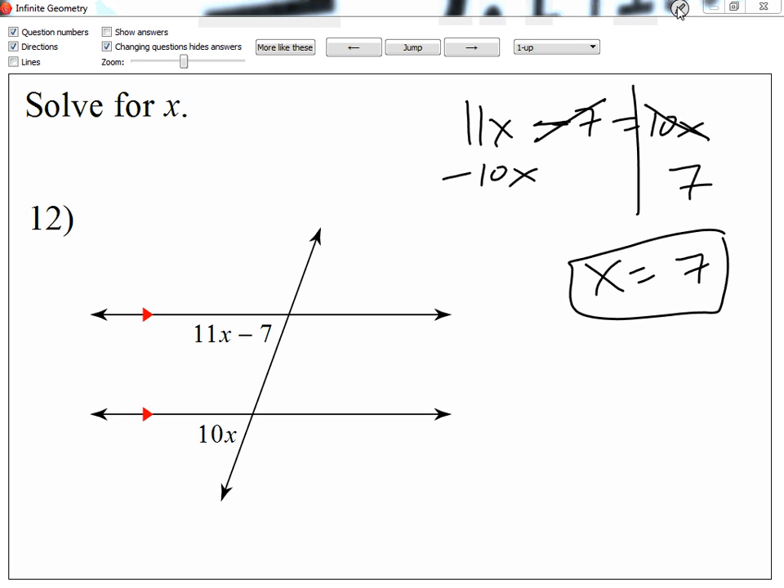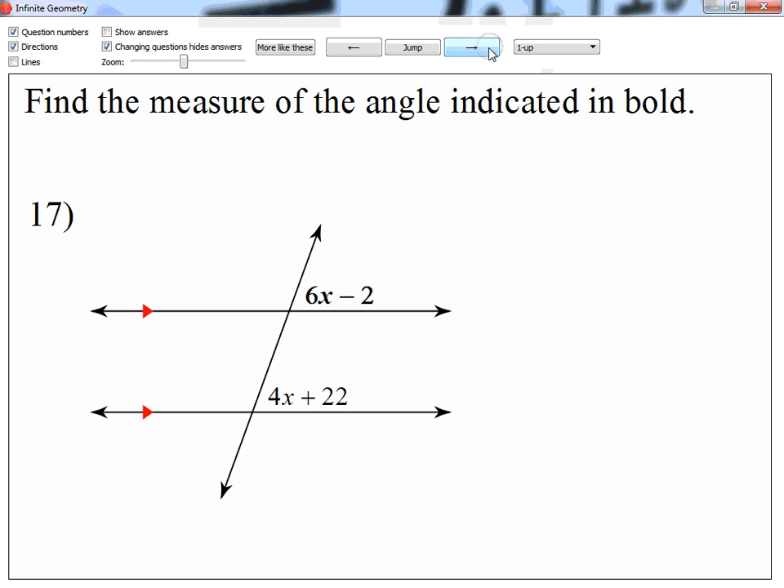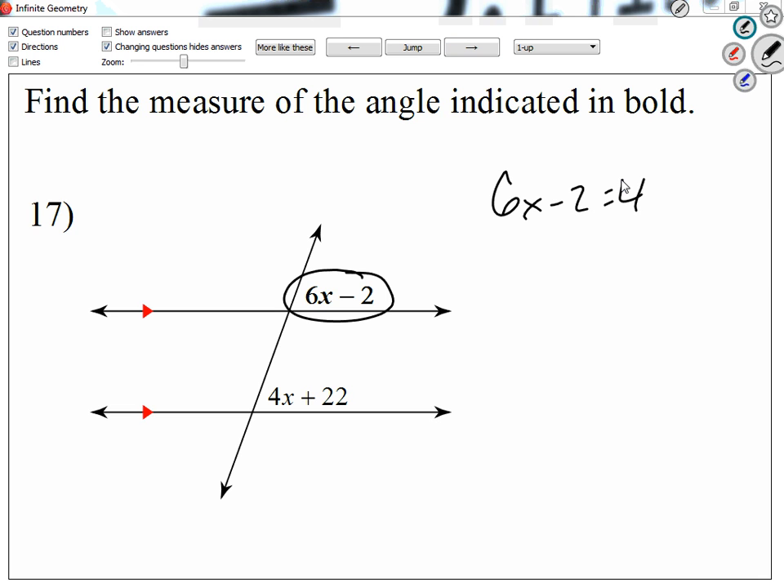Alright, now let me move into question number 17. Let's find the measure of the angle indicated above. The darkest one, in this case, is 6x minus 2. That's the dark one. So we need to find out how big is that angle. But first, let's solve for x. The way I'm going to solve for x, I'm going to say 6x minus 2 equals 4x plus 22.